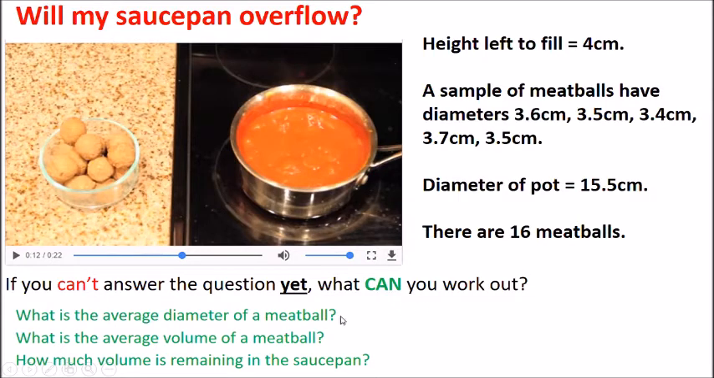Okay, so I've got some prompts for you. I want you to answer, what would the average diameter of a meatball be? I haven't measured all 16 meatballs, but I've got a sample of 5. So maybe if I find the average, the mean value of that diameter, that's going to help me find the average volume of a meatball. Another thing that's going to be really helpful is if I can find how much volume is left in the saucepan, that's going to help me solve the problem.